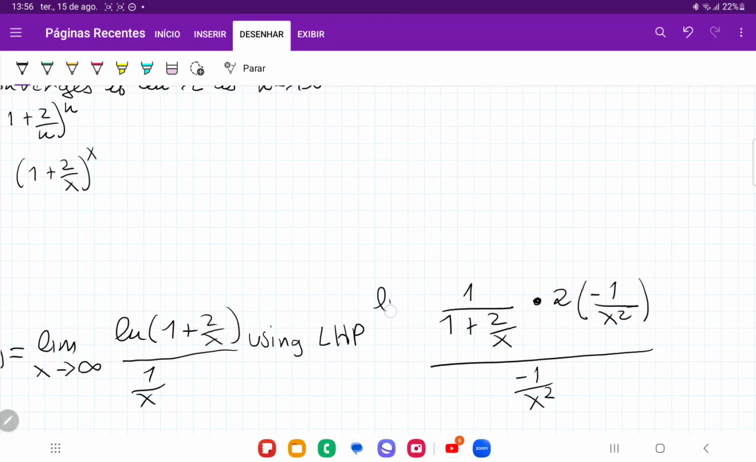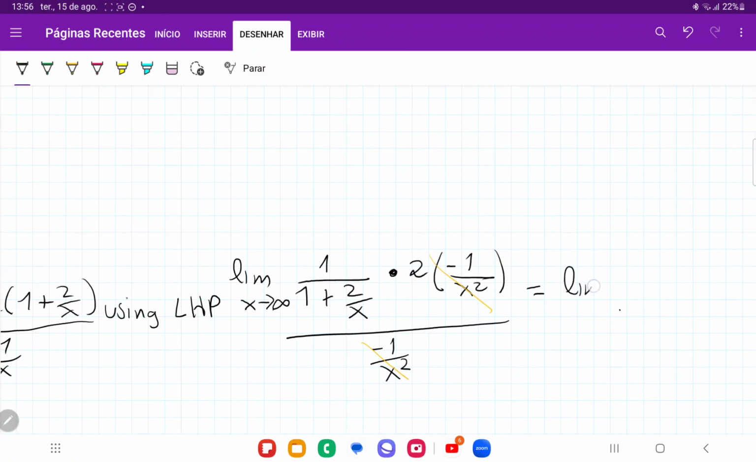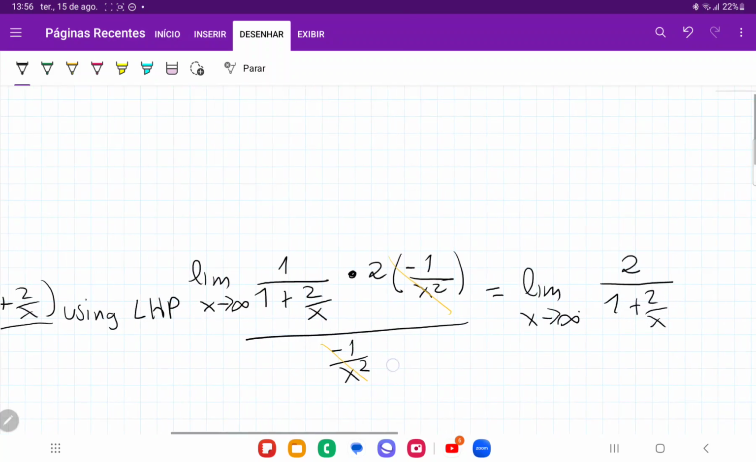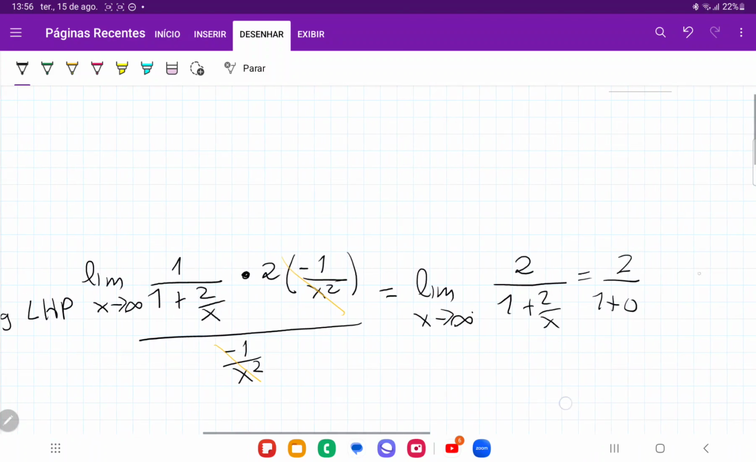Okay, and then we're taking the limit as x approaches infinity. Well, if we take this limit here, we're going to be able to cancel these two, right? So this is the limit as x approaches infinity of 2 over 1 plus 2/x. And so if we take this limit, on the bottom, the limit of 1 is just 1, plus 2 divided by infinity, that is 0, right? So this limit here is going to be equal to 2.